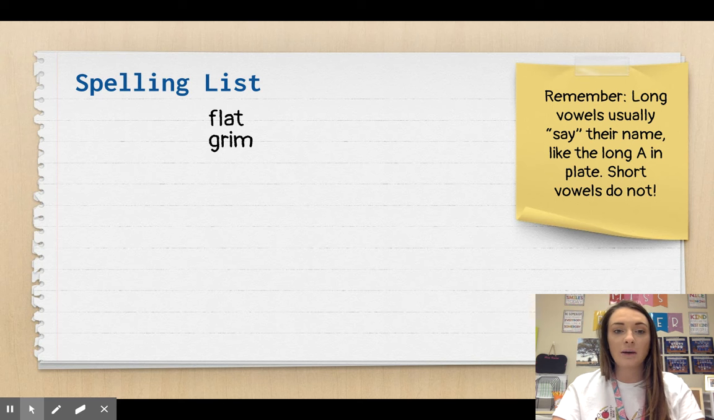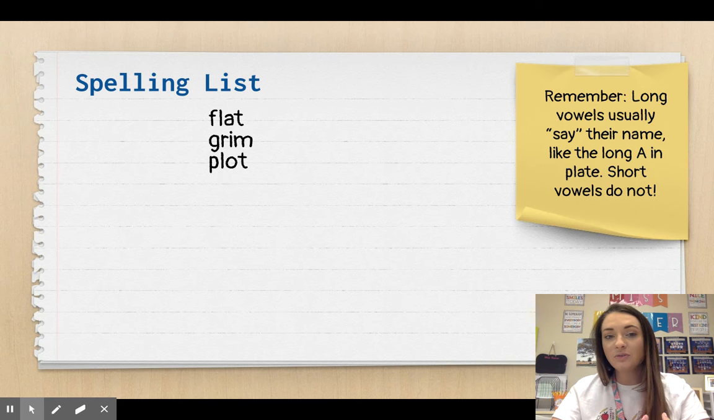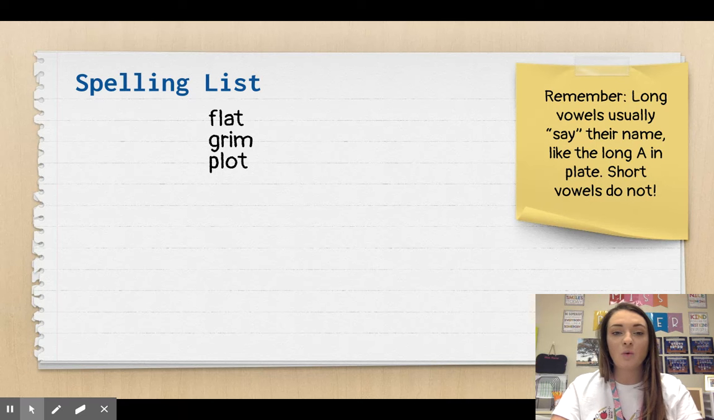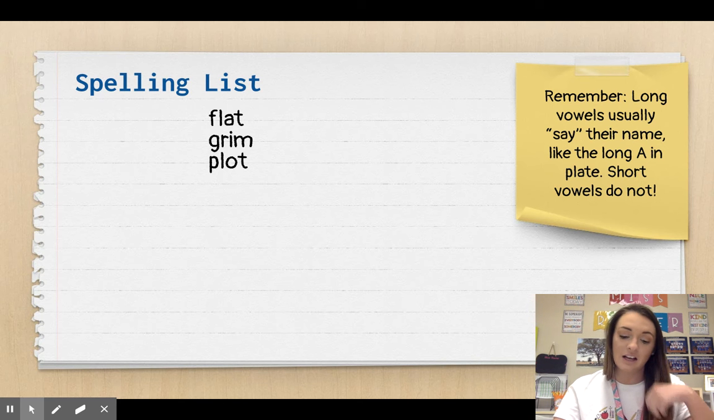Next word is grim. If something is grim, it means it's horrible, it's not good. So for example, I can say the sky looked grim because of the storm, meaning it did not look good. My next word is plot. Plot are the events in either a story, a play, a movie. So something that goes along with our stories. So we might talk about the plot line of a story as we read in class.